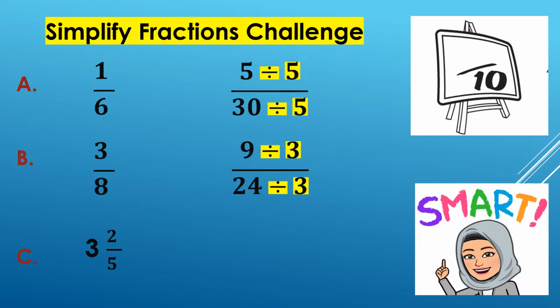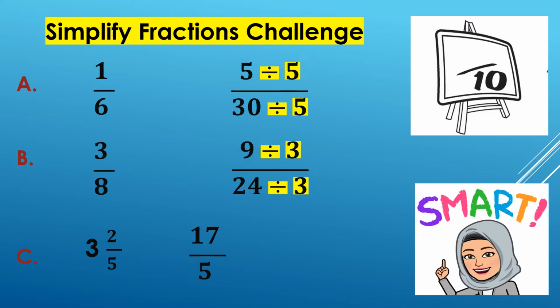By the way, you cannot divide them by 6 because there is no answer for 9 divided by 6. I know that there is an answer for 24 divided by 6, but for the upper number, no, you cannot. So the best number is 3, and this is what you get, 3 over 8. What about the last one?